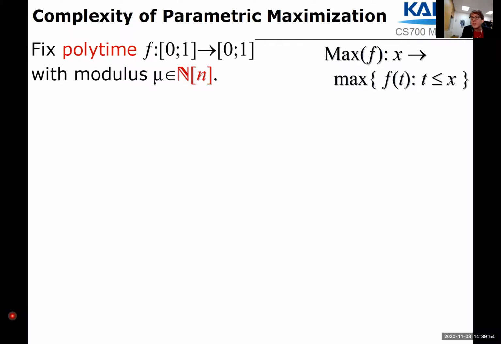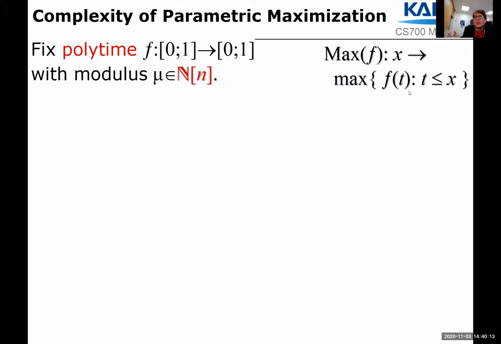So let's first develop some rigorous algorithms for parametric maximization. And the difference between maximization and parametric maximization is that maximization is a functional.